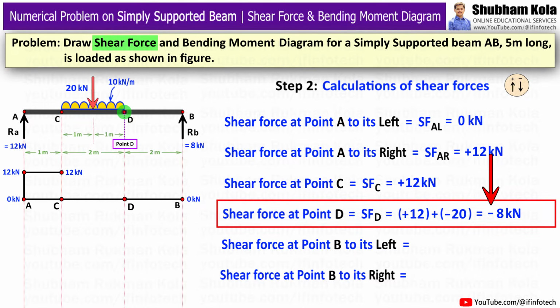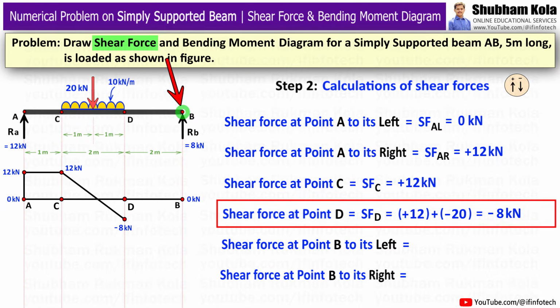Here as the shear force value is negative, hence I will mark this point of shear force below the reference line of 0 kN shear force. And here the type of load is UDL over the length of 2 meter. Hence to draw the shear force diagram, I will indicate UDL with inclined line. So I will connect these 2 points with inclined line.